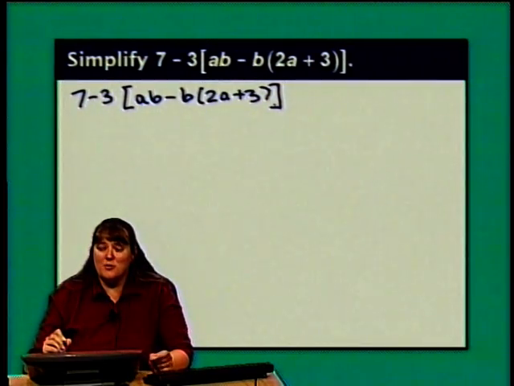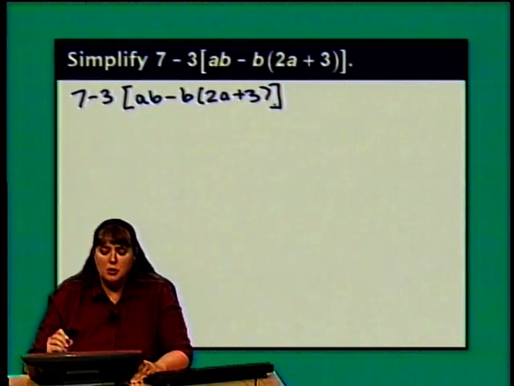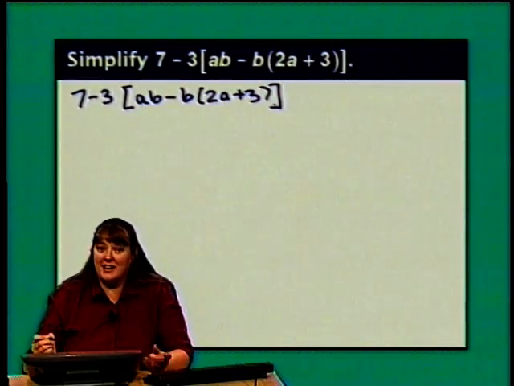Again, my eyes are drawn to what I see first there, the 7 minus 3. Addition and subtraction come last in the order of operations, so I can't start there. I need to start with my grouping symbols. And in fact, I have nested grouping symbols. I need to start with the innermost grouping symbols. 2a plus 3, I can't do anything with that.